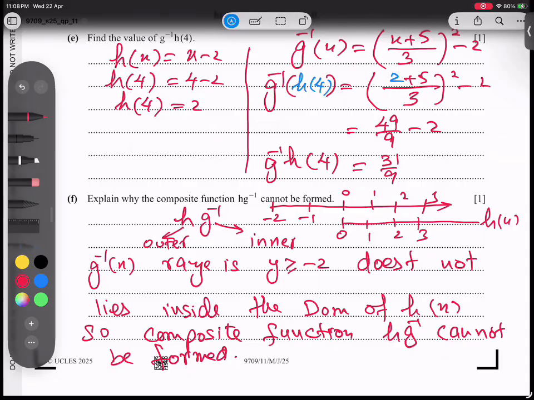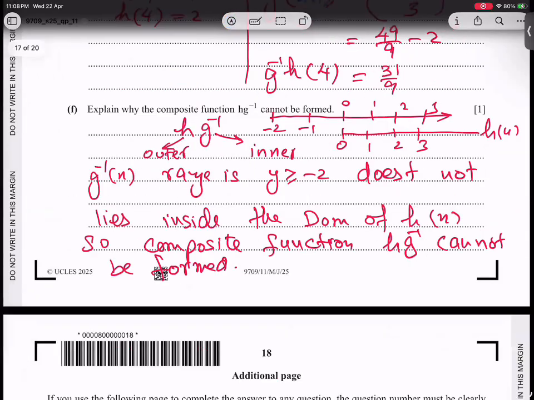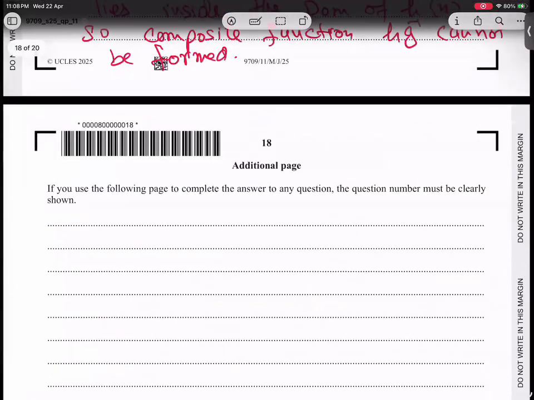So I hope the concept of the question is very clear, and the paper is completely over. So best of luck for the upcoming exam, and pray for me.